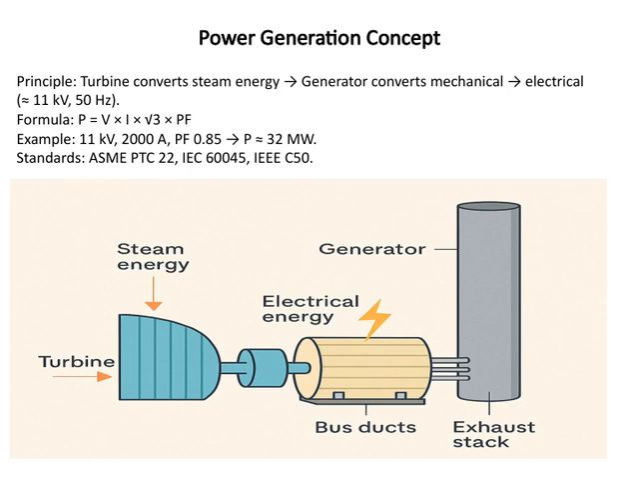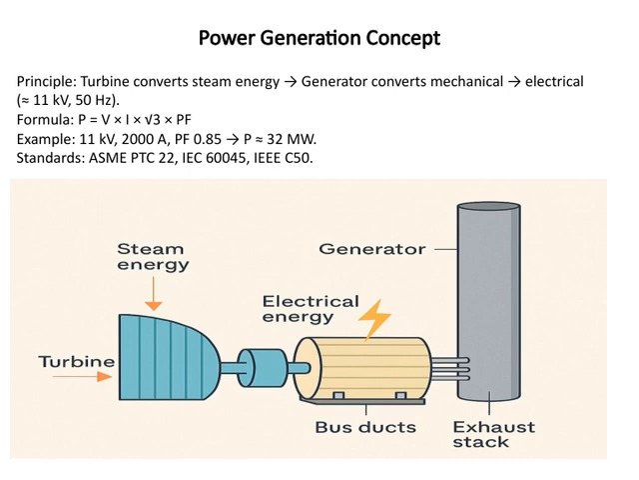Now, to understand the electrical output better, there's a fundamental formula we use. Power equals voltage times current times the square root of 3 times the power factor. This helps us calculate the real power output of the generator.